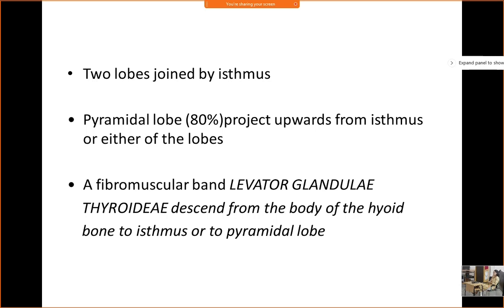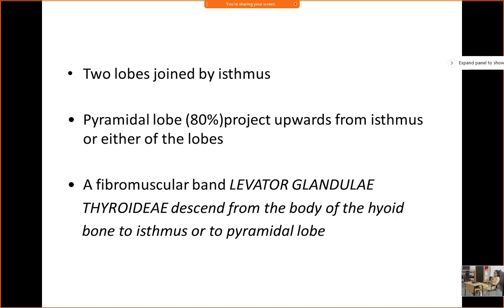A bit about the surgical anatomy. It comprises two lobes, one on either side, which are joined in the middle by an isthmus. In 80% of cases, there is an extra lobe known as the pyramidal lobe, which usually projects upward from the isthmus, or it can arise from either the left lobe or the right lobe. This is seen in 80% of cases.